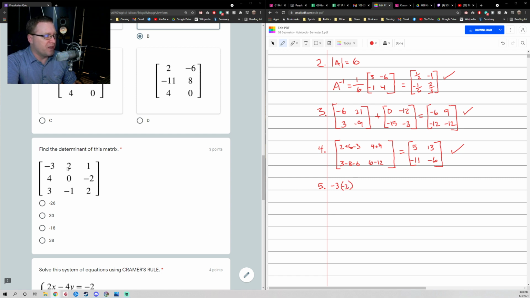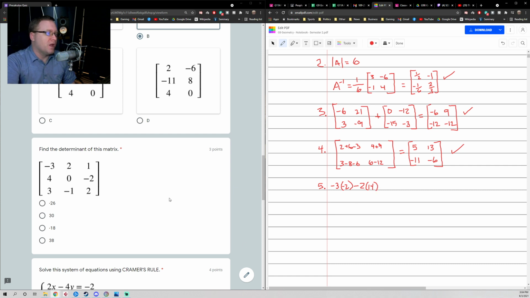Okay? And then we're going to subtract the 2. All right? Subtract 2 times. And if we cross this one out and this one out, we have 4 times 2, which is 8. And then we're going to minus -2 times 3, which is -6. So it's going to be 8 minus -6, which is 8 plus 6. So that's 14.